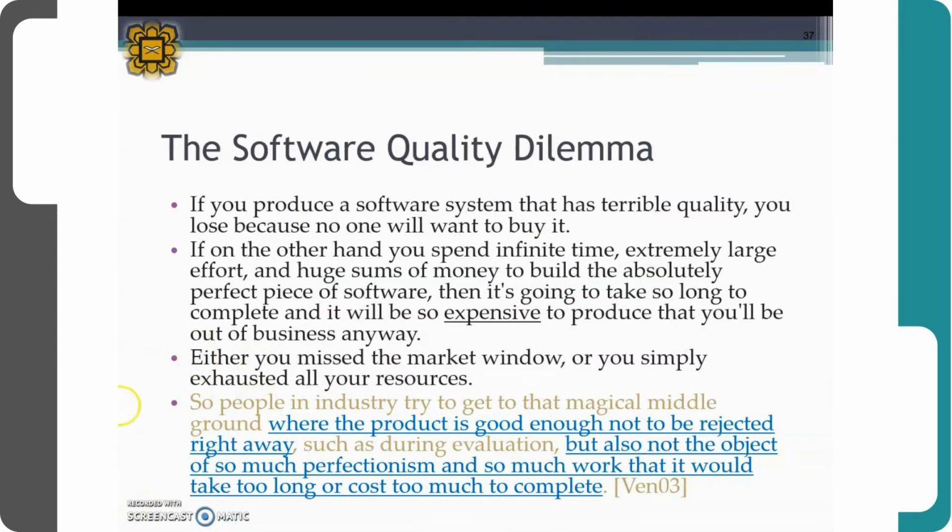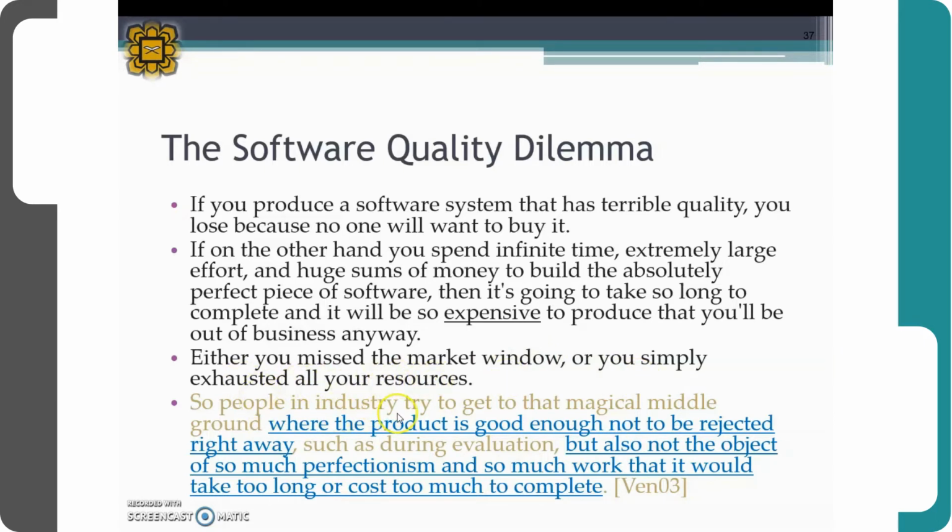So the dilemma of software quality is that if you produce a software system that has terrible or low quality, you will lose because no one will want to use it or buy it. If on the other hand you spend a lot of time, a lot of effort and a huge sum of money to build the most perfect, highest quality software, then maybe it's going to take a long time to complete, and it will be so expensive that people cannot afford to buy it. So either you miss the market window because you take too long to complete it, or you simply become exhausted with all your resources.